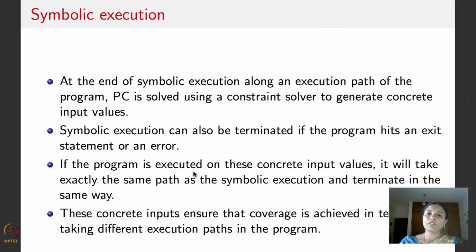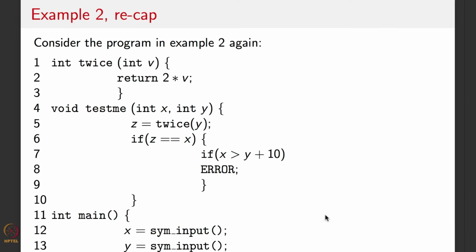It says that if a program is executed on the concrete input values that the constraint solver gives you, it will take exactly the same path as the symbolic execution and terminate the same way. These concrete inputs ensure that coverage is achieved in testing. You will be able to take different test paths in the program. We'll see a few more examples where this is illustrated very clearly.